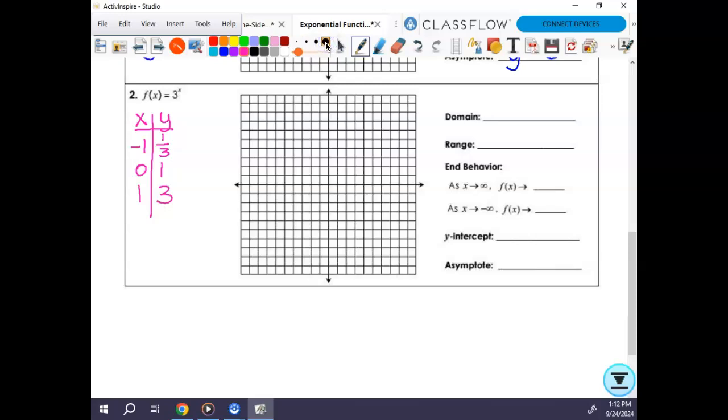I've got negative 1, 1/3, which, you know, that's just the best you can do on these little things. You just do the best you can. 0, 1, and 1, 3. On this board, I can't always hit where I'm trying to aim. Now, again, I haven't shifted it up, down, left, right. I know it's exponential, so I have a horizontal asymptote here at y equals 0. And then I'm just going to do the best I can to sketch in my graph.